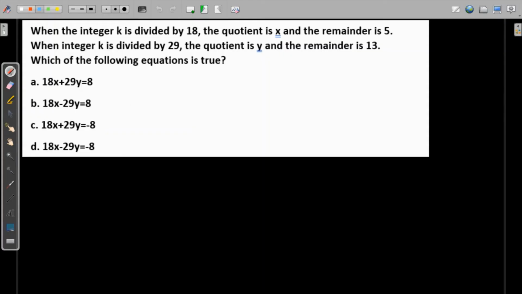When the integer k is divided by 18, the quotient is x and the remainder is 5. And when an integer k is divided by 29, the quotient is y and the remainder is 13. So which of the following equations is true?